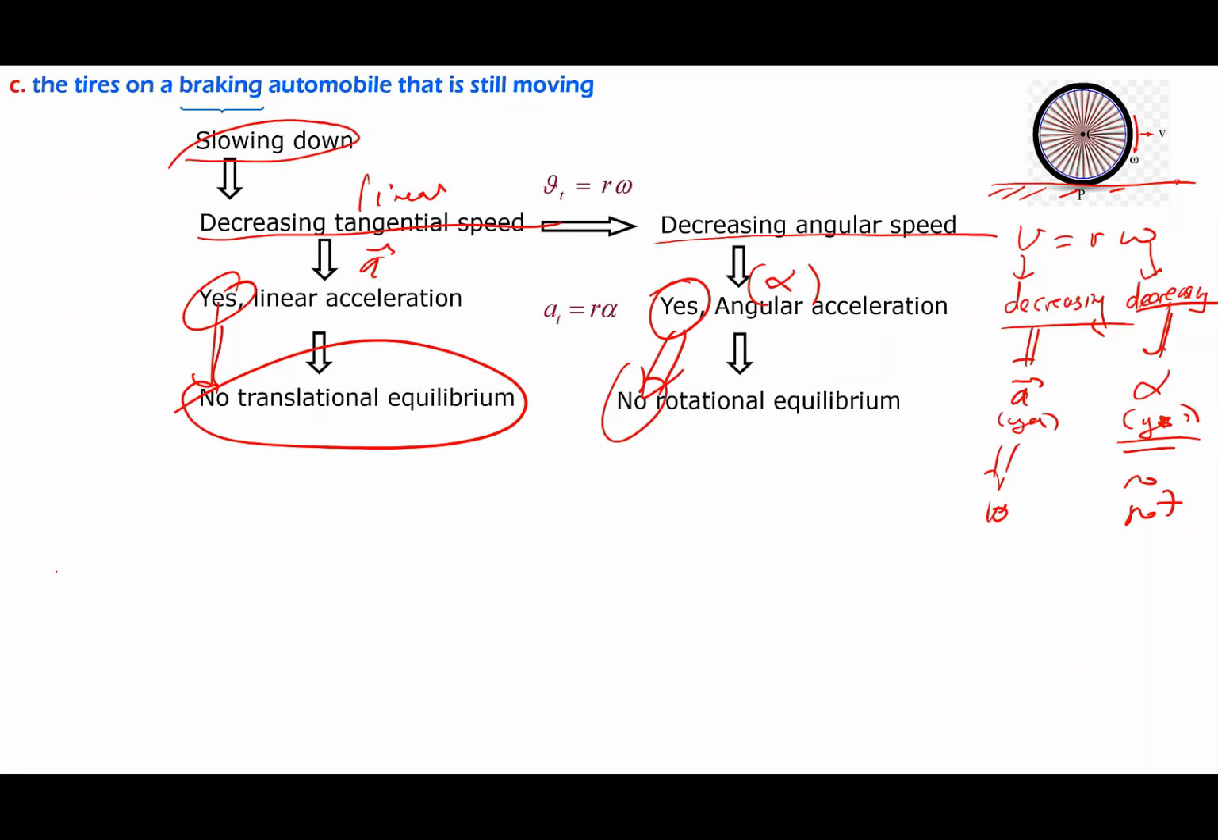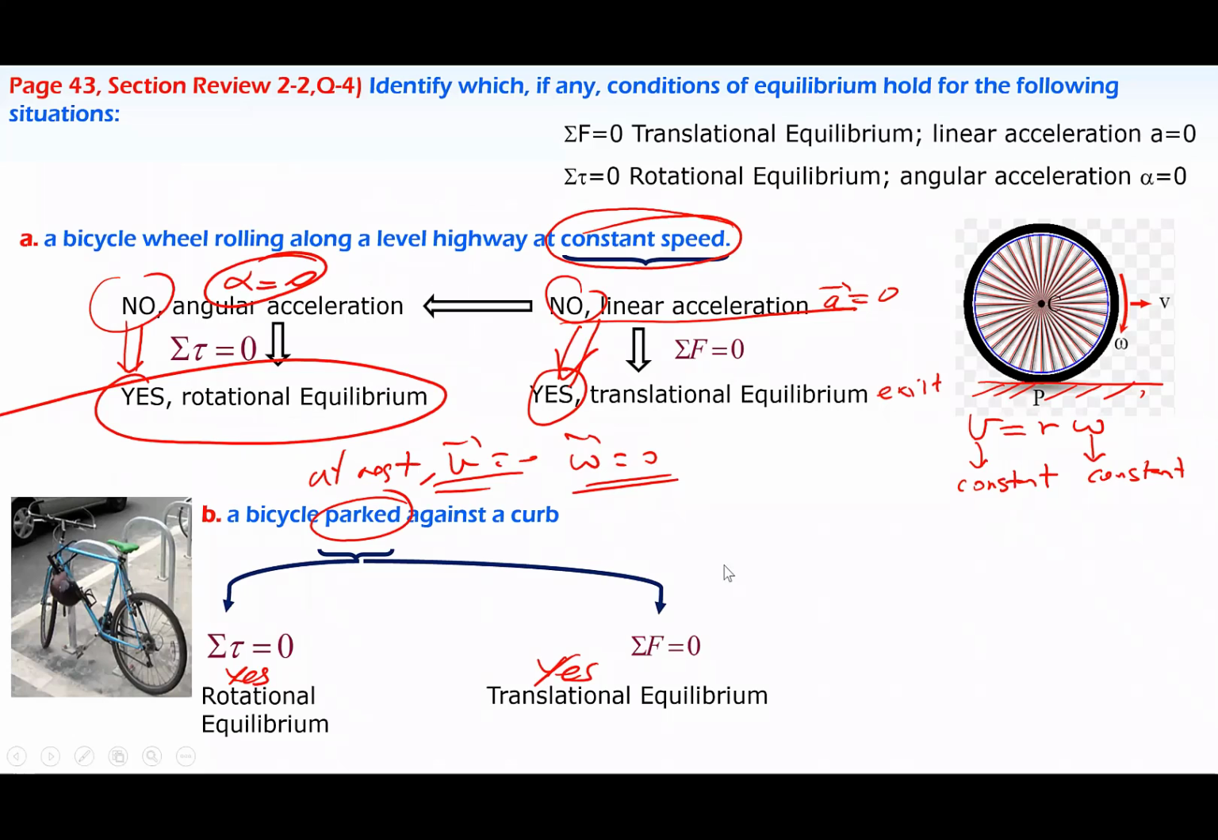Okay, so basically, if you check these two exercises, C and A, you will see that for a rolling object, it can be a tire or a cylinder or a sphere, both equilibria exist at the same time or do not exist at the same time. For example, in C, no rotational equilibrium, no translational equilibrium. Both are no. But look at A. It's also a rolling object. In part A, yes, translational equilibrium, yes, rotational. Both are yes.